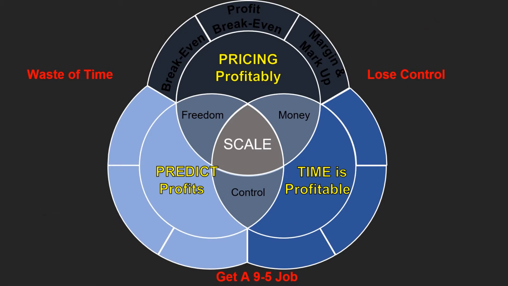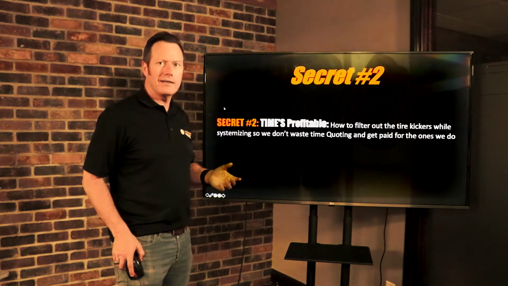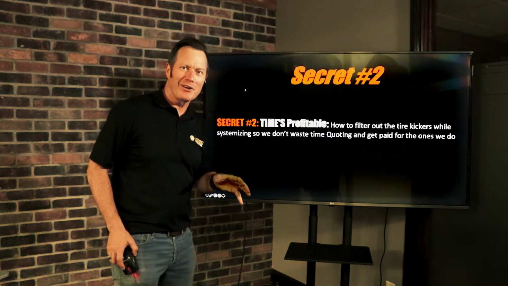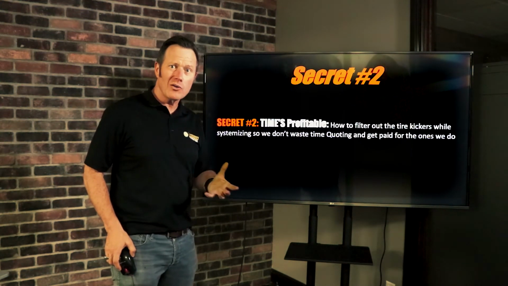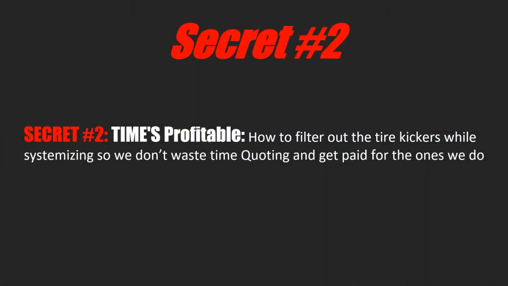Okay, let's keep rolling. Secret number 2: time's got to be profitable, guys. You're on this call tonight. Hopefully, you've realized that your time has been profitable already tonight because you learned that you're not pricing your jobs profitably, with the right formula and the right math. So let's figure out how to make sure our time is profitable.